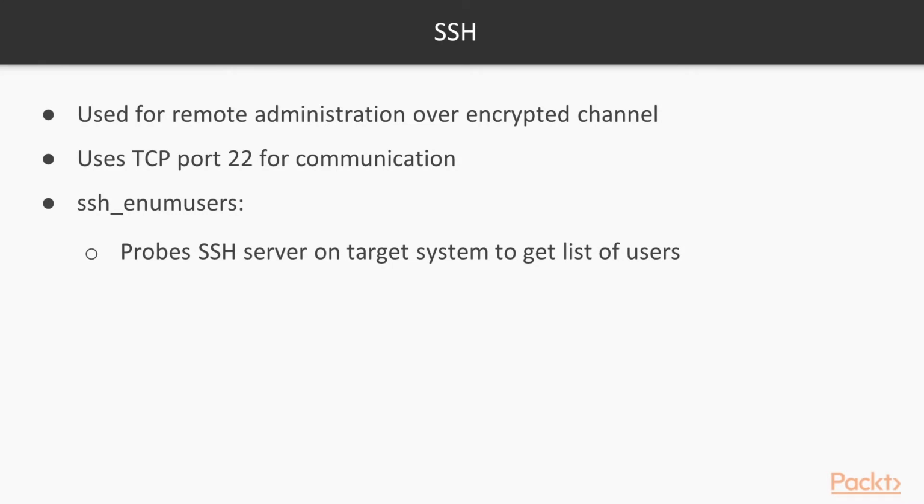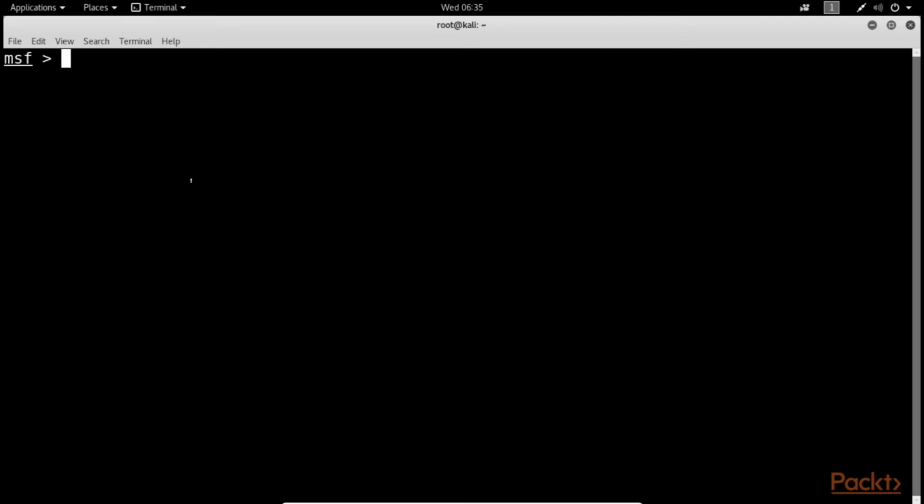Now let's see SSH. SSH is commonly used for remote administration over an encrypted channel. SSH uses TCP port 22 for communication. Let's look at some of the SSH auxiliaries. First is SSH enum users. This auxiliary module probes the SSH server on the target system to get a list of users on the remote system. To use this auxiliary module, type auxiliary/scanner/ssh/ssh_enumusers.